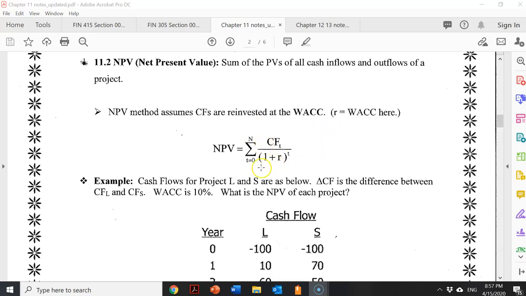Because we're discounting the cash flow for the project, we have to use WACC instead of cost of equity, cost of debt, or cost of preferred stock. We use the comprehensive cost for the firm here, WACC.